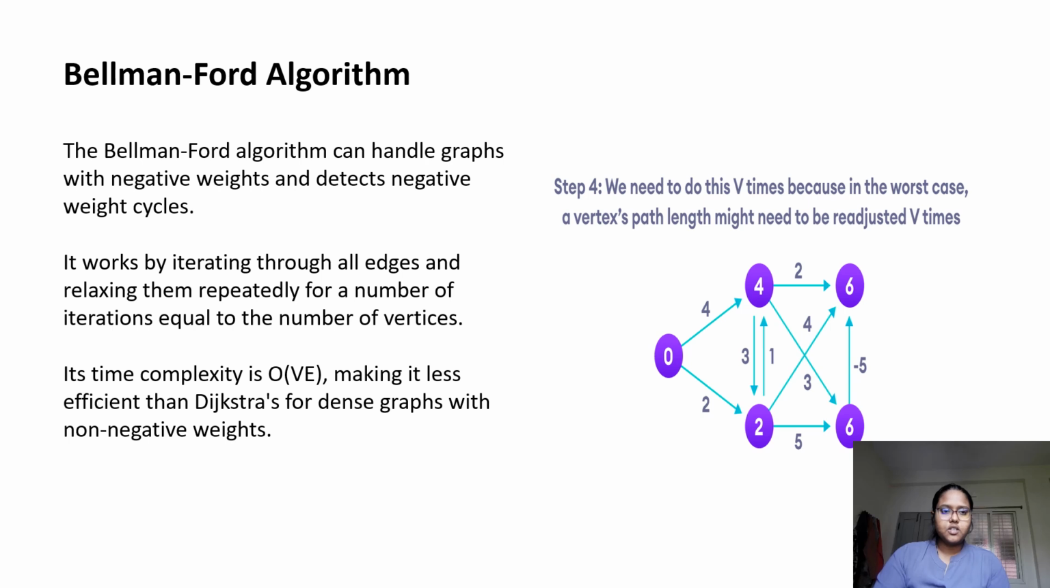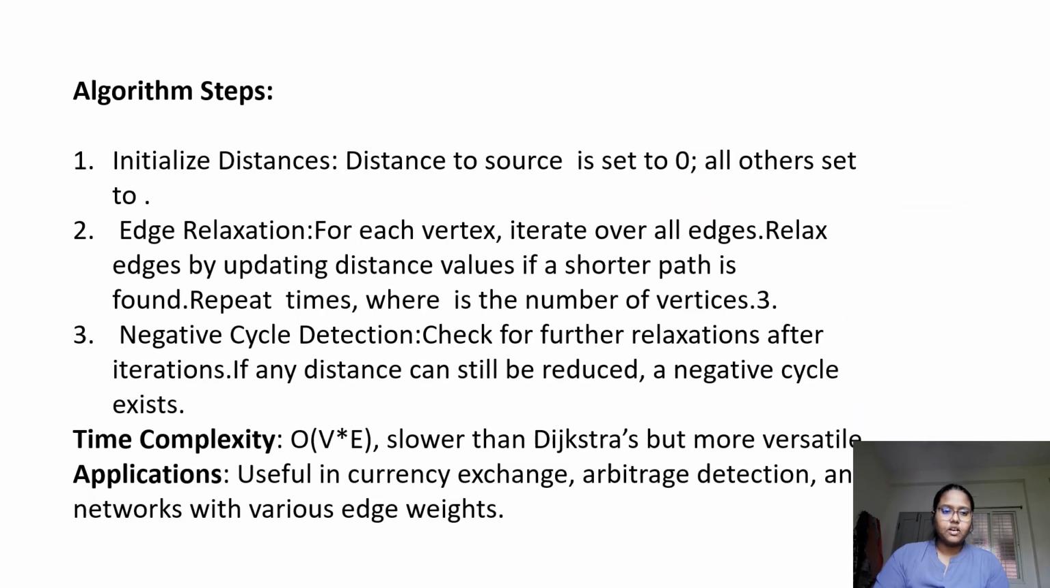Bellman-Ford algorithm. The Bellman-Ford algorithm can handle graphs with negative weights and detect negative weight cycles. It works by iterating through all the edges and relaxing them repeatedly for a number of iterations equal to the number of vertices. Its time complexity is O(VE), which makes it less efficient than Dijkstra's for dense graphs with non-negative weights. Algorithm steps. Initially, the distance to the source is set to 0 and others set to infinity.